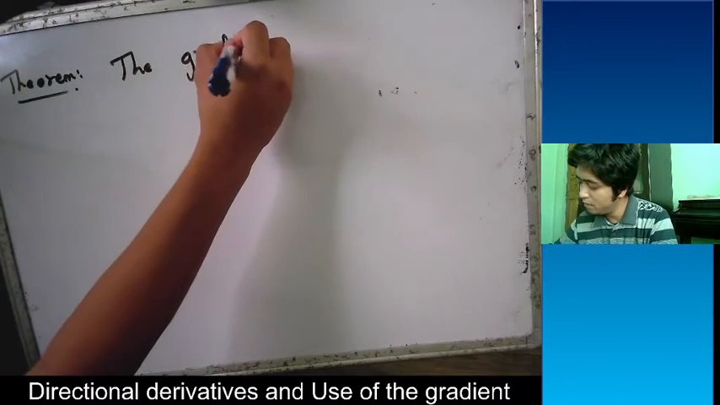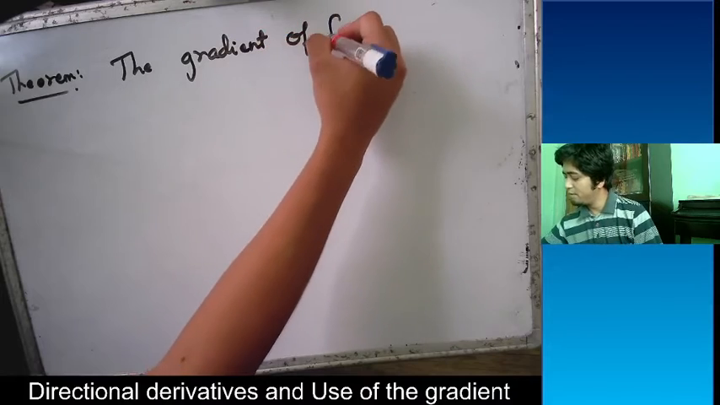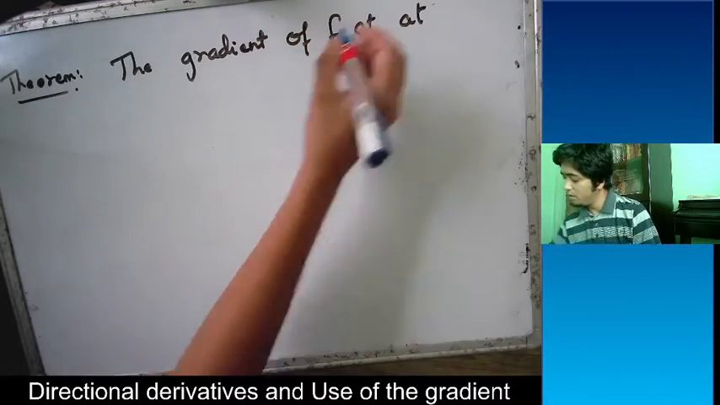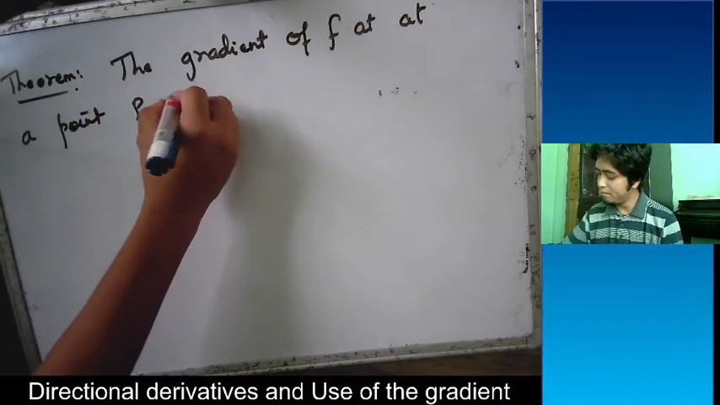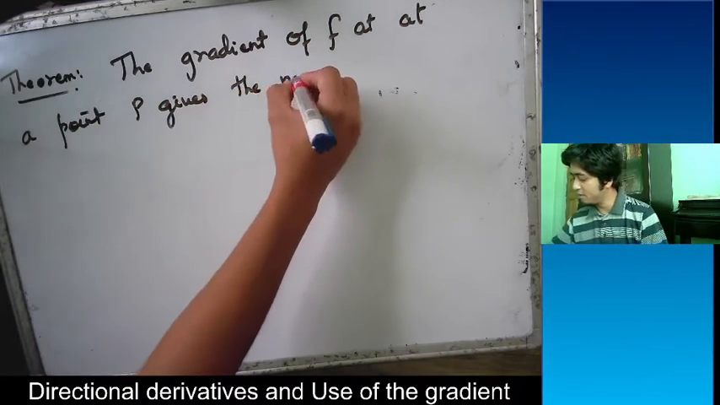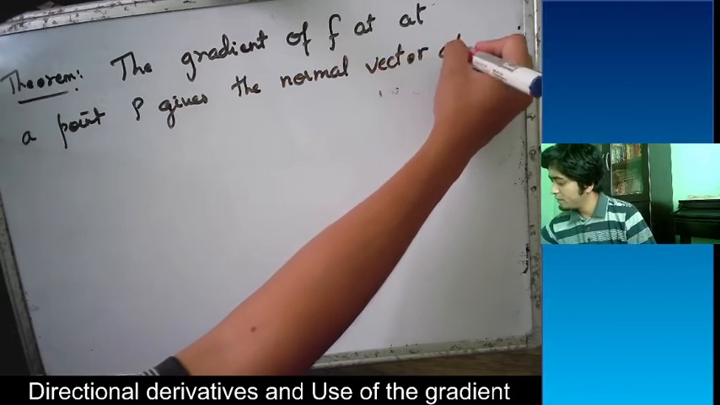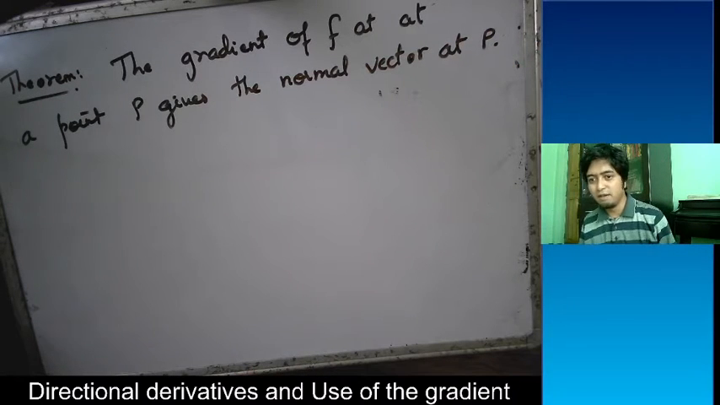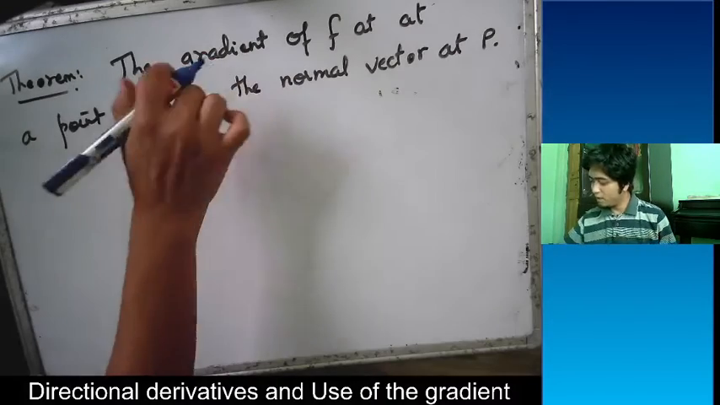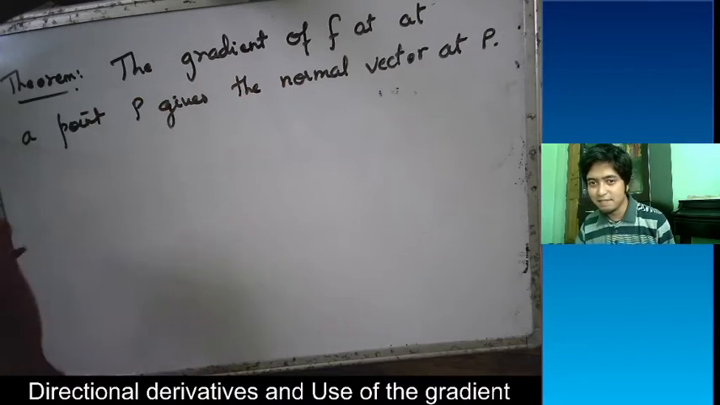The gradient of f at a point P gives the normal vector at P. Okay, so this is a very easy exercise, a very important theorem. Okay, but we will do a very easy exercise.